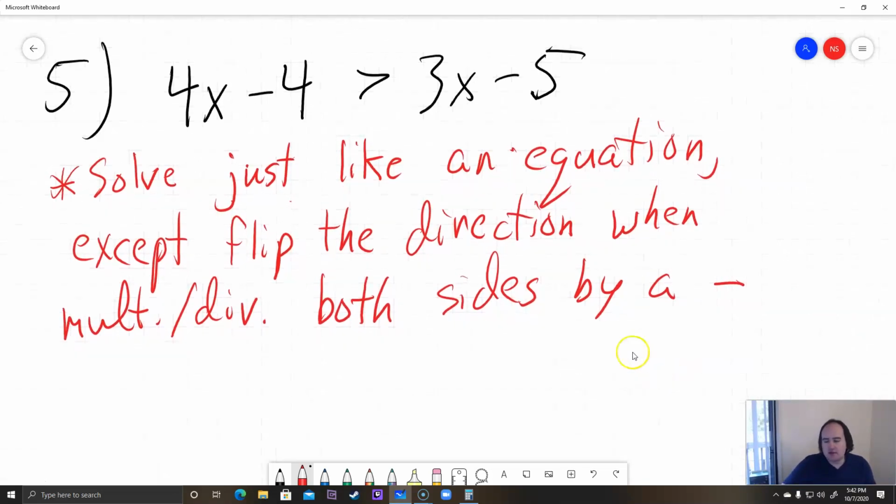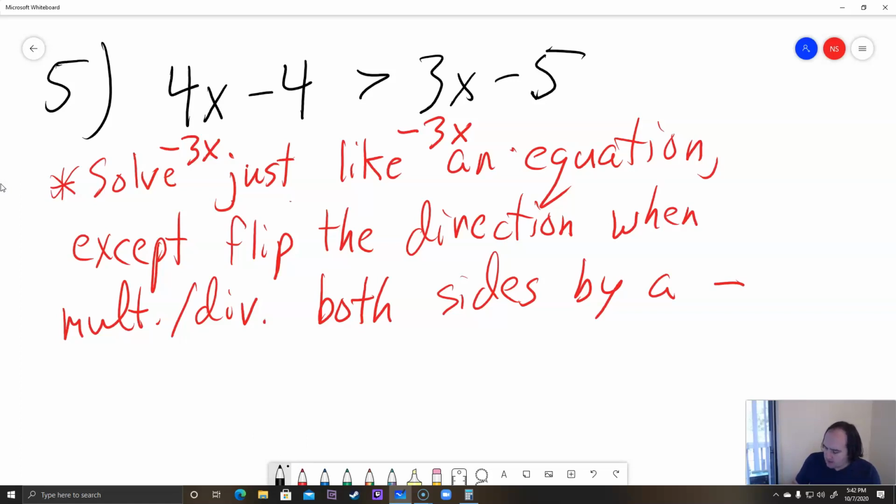And on a lot of problems, you're not even going to end up multiplying or dividing by a negative number, so you don't even have to worry about flipping the direction. Okay, but you do want to isolate the variable on the left side. You don't want to isolate it on the right side. Just like an equation, if you imagine if this were covered up and this were an equation, well, we have a 4x on the left side and a 3x on the right side. We want to get rid of the 3x because we want to isolate x on the left side. So what I'm going to do here is I'm going to minus 3x from both sides.